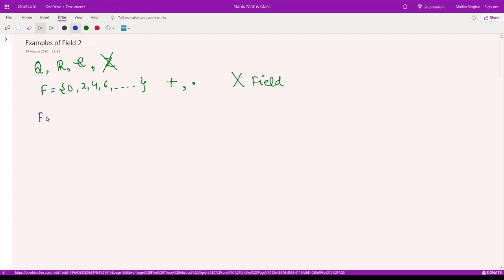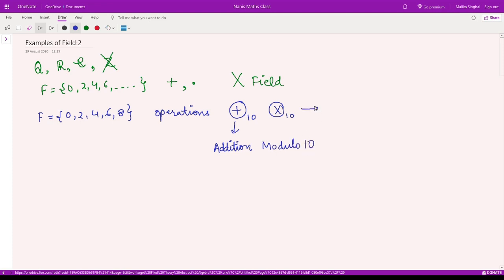Here I am taking F as the set {0, 2, 4, 6, 8} with these 5 elements. So it is a finite set, right? And the binary operations I am defining to be addition modulo 10 and multiplication modulo 10. So now what are these and how do we work with them, right? This is called addition modulo 10 and this one is called multiplication modulo 10, right?